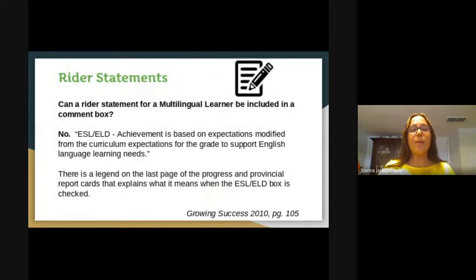Can a rider statement for a multilingual learner be included in a comment box? The quick answer is no. The ESL box can be checked if the student is modified. There is a legend on the last page of the progress and provincial report cards that explains what it means when the ESL-ELD box is checked. It states, ESL-ELD, achievement is based on expectations modified from the curriculum expectations for the grade to support English language learning needs.